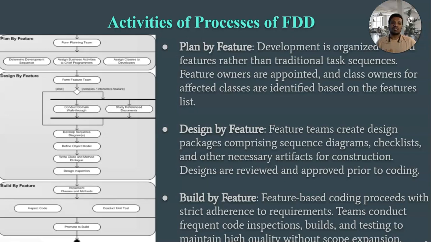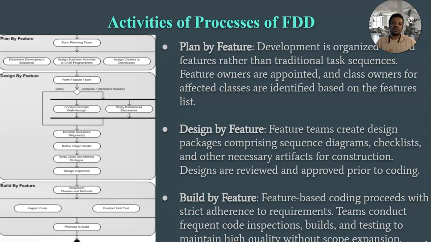Number 4. Design by feature. Feature teams create design packages comprising sequence diagrams, checklists, and other necessary artifacts for construction. Designs are reviewed and approved prior to coding. For each feature, a design package is produced by the combined effort of the feature team members. This involves creating sequence diagrams, development checklists, and other artifacts needed to actually construct that feature. Designs are carefully reviewed and signed off before the coding begins.